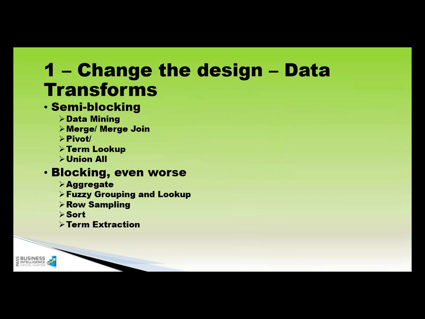The semi-blocking transforms are things like data mining, merge and merge join, pivoting, term lookup, and union all. So if you're wondering, your code will semi-bottleneck when those things are applied. But if you use a blocking transform, basically what this means is that until that step is done, your code's at a flow halt. So aggregates, fuzzy grouping, lookups, row sampling, and sorts are blocked until that task is completed. If you can eliminate or decrease the number of those you use, that would be a really good way to improve your code.